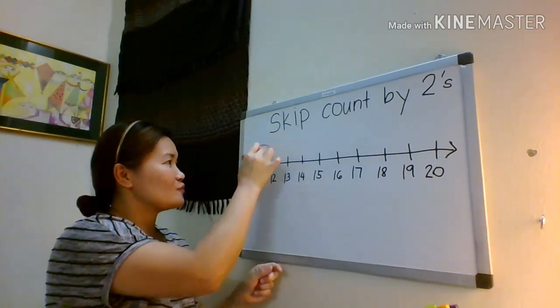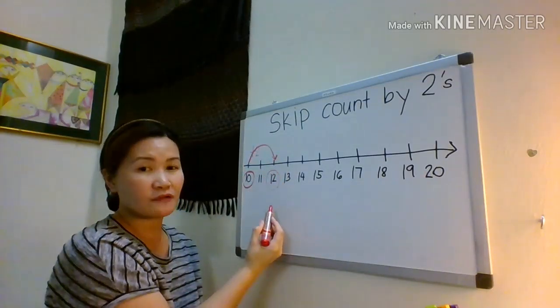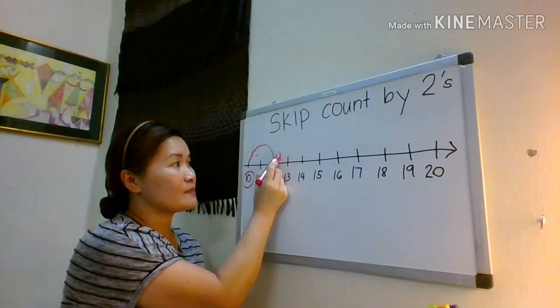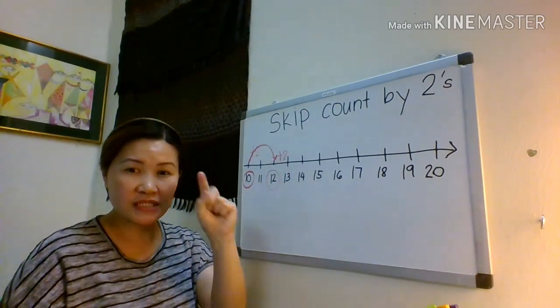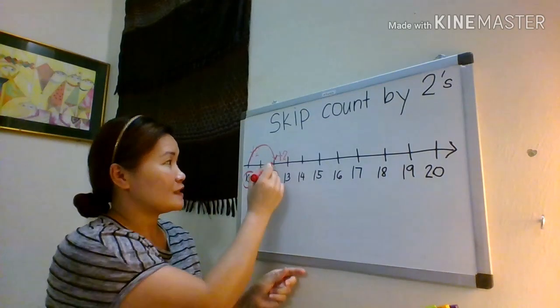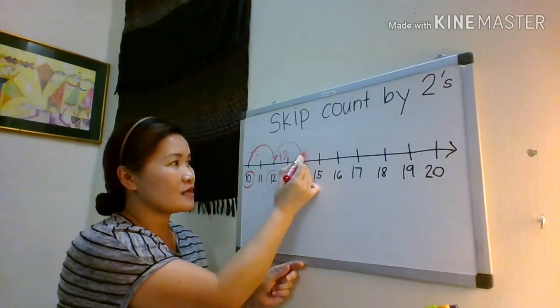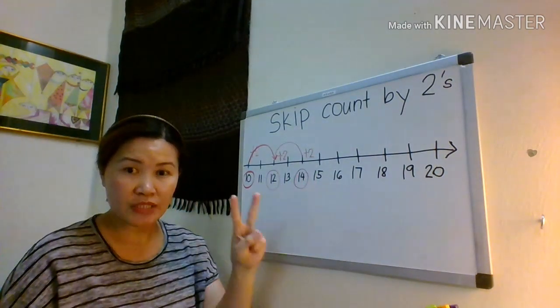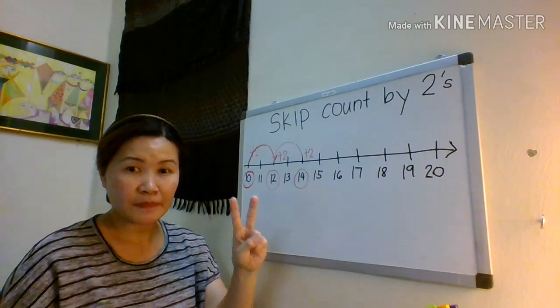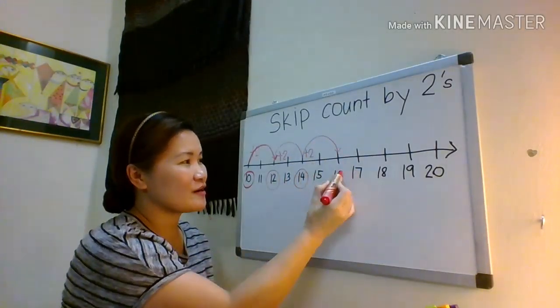Alright, so we move on to 12. Now that we are on 12, we're going to add again plus 2. 12, 13, 14. There you go. 14, then plus 2. 14 plus 2 is how many? That's right, 16. Good job.